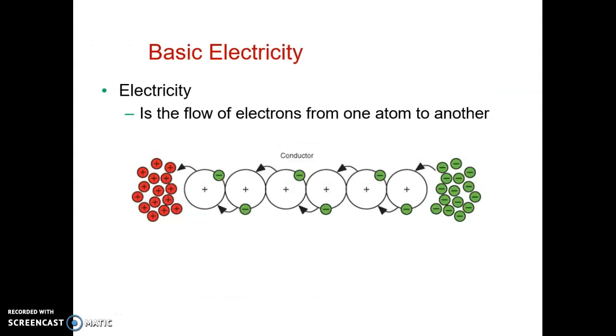Basic electricity is simply the flow of electrons from one atom to another. This illustration shows a bunch of little green circles with a negative sign flowing from one atom to another, to another, to another. And then that is the flow of electricity. The movement of those electrons creates the electricity.